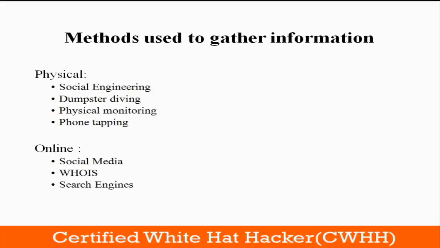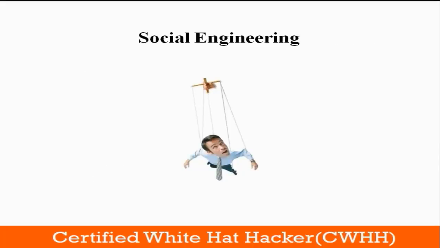So physical methods are social engineering, dumpster diving, physical monitoring, phone tapping, etc. And your online methods are use of social media, using Whois records, and using search engines. So what is social engineering? Social engineering is the method of manipulating people into giving away information which will help the attacker compromise his target.